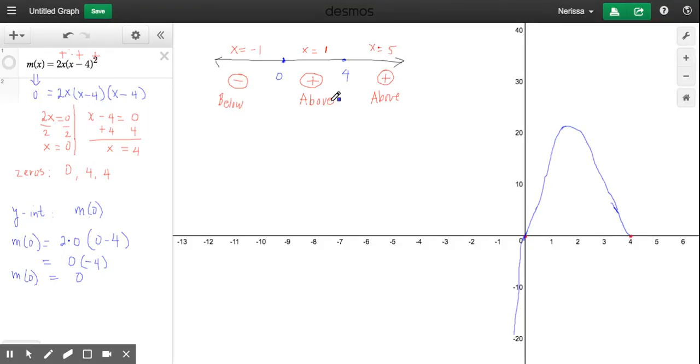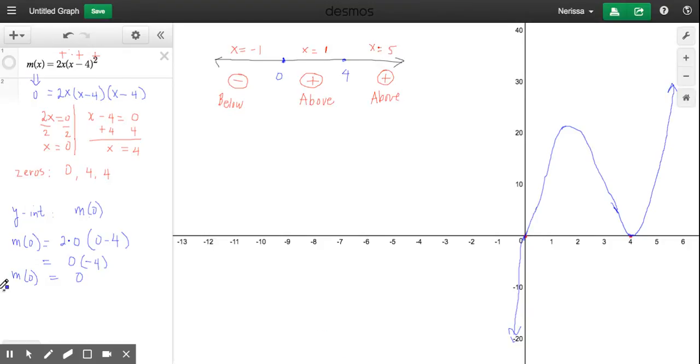And then after 4, on the right side of 4, the graph still should be above the x-axis. So instead of crossing and going to the negative territory, it has to go back up and stay in the positive territory. So since 4 is the last x-intercept on the right side, then the graph just keeps going up. While here, the graph keeps going down.